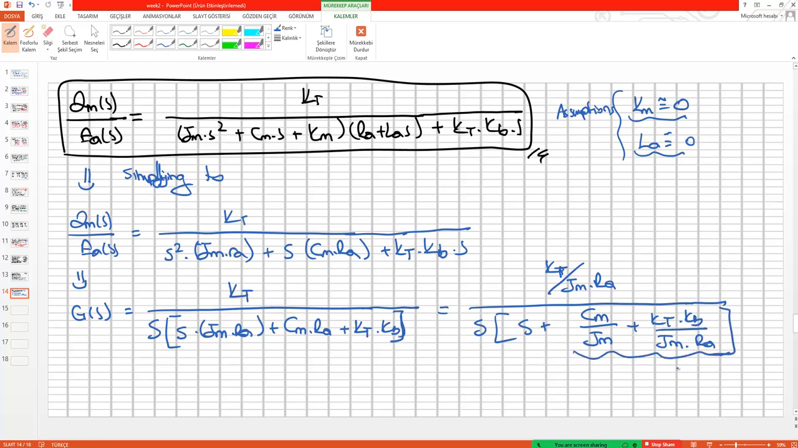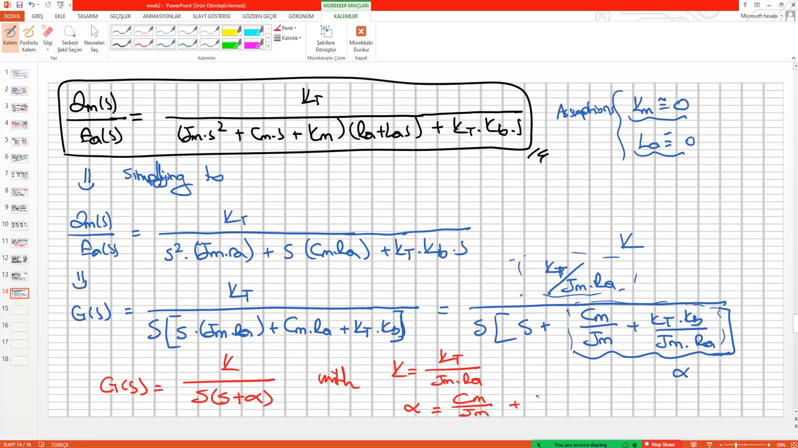We can assign this term to alpha, and assign a new variable k, and then our transfer function is G(s) equals k divided by s times (s plus alpha), with k equal to Kt divided by Jm Ra, and alpha equal to Cm divided by Jm plus Kt times Kb divided by Jm times Ra. Just remember that this alpha is the time constant of this system.